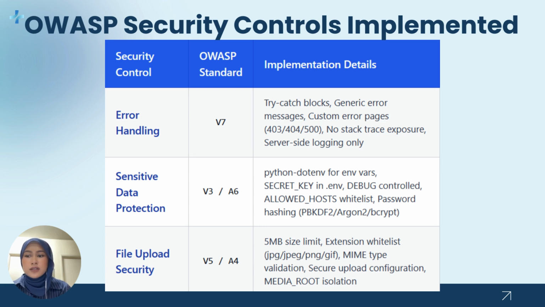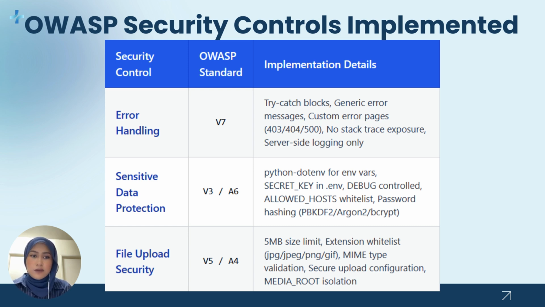Next is error handling. Under OWASP standard V7, we implemented try-catch blocks to manage exceptions gracefully. We use generic error messages for users, custom pages for 403, 404, and 500 responses, and ensure no stack traces are exposed to prevent information leakage. All errors are logged server side only, keeping sensitive data away from potential attackers.